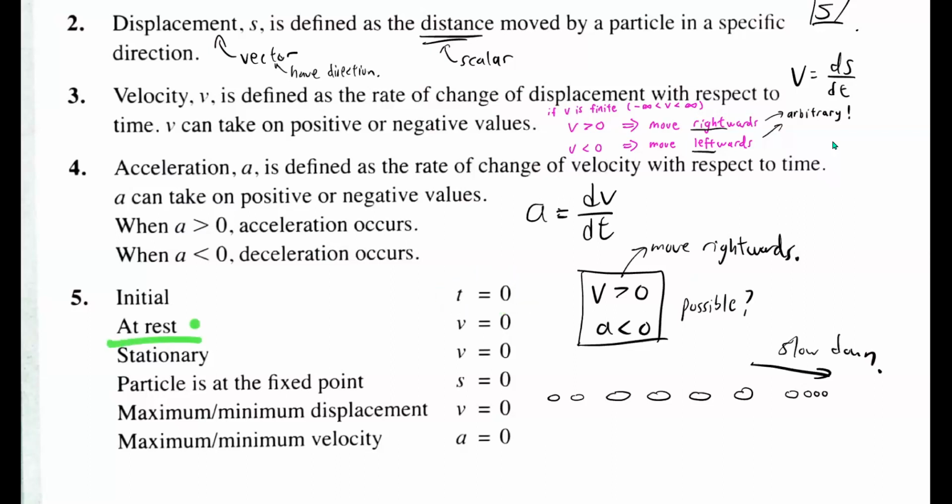Next one, at rest. This one I haven't introduced yet. So at rest means that v is equal to 0. Your velocity equals 0. So can you give me some examples of a particle? Just think of it like a car or something, or an MRT train. When is v equal to 0?